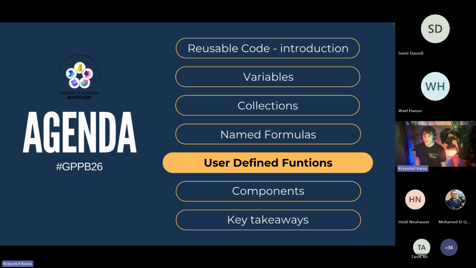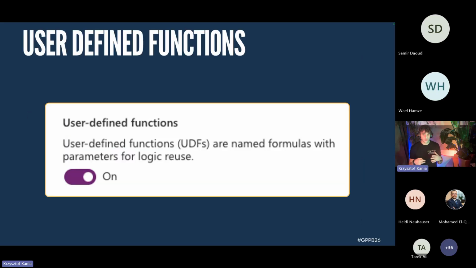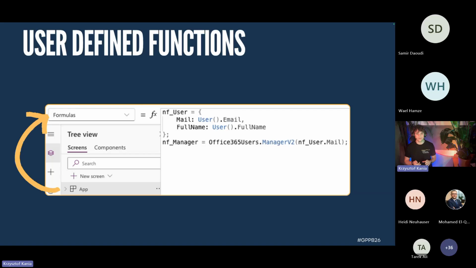This is really important. From named formulas, we'll go into user-defined functions, which is another named formula approach. So some of you might need to turn on user-defined functions in your PowerApps settings. You can look for UDFs via search bar and just turn it on. If it's on, it's really great because right now you have the full power of creating really complex functions, and we were missing it in Canvas apps for years.